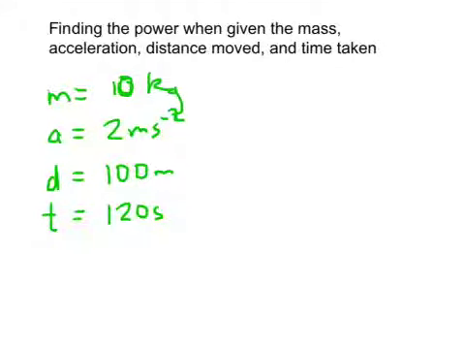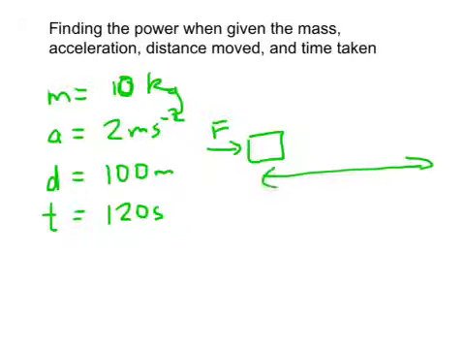So we've got a little example here where we're trying to find the power when we have these variables provided. The example would be, for instance, moving a box, and you apply a force of some sort to push that, and you push it through a distance of 100 meters. We've been told the mass of the box is 10 kilograms and it accelerates at 2 meters per second squared for the duration of that 100 meters. A little bit unrealistic, but we'll get the principles across. And remember, we're aiming for the power here.